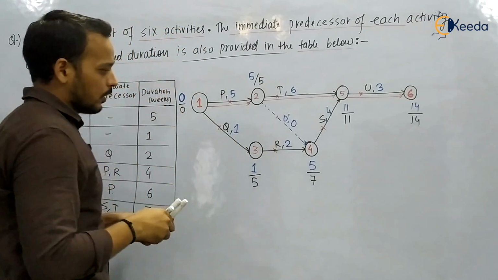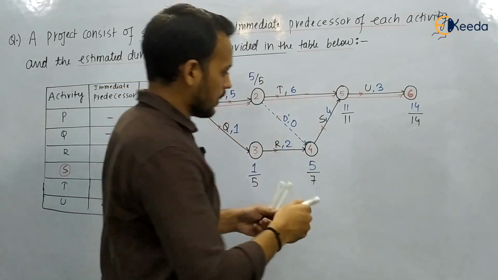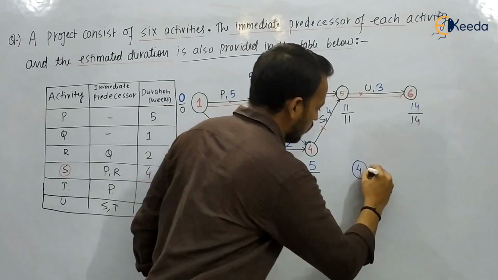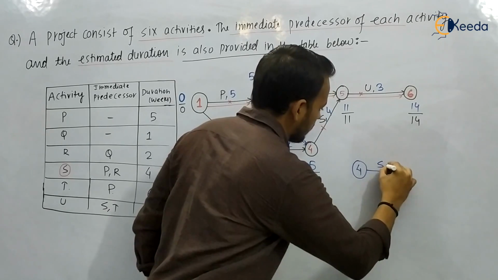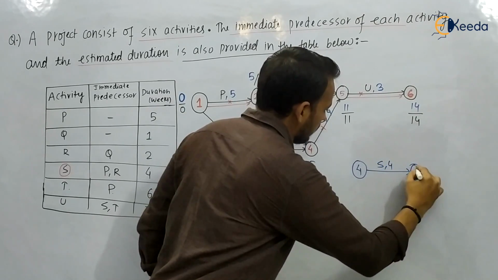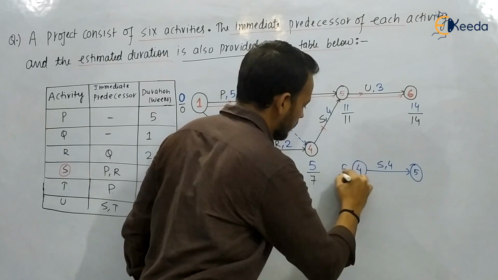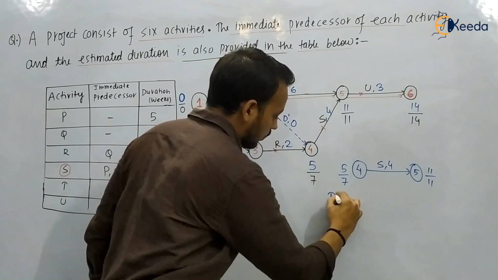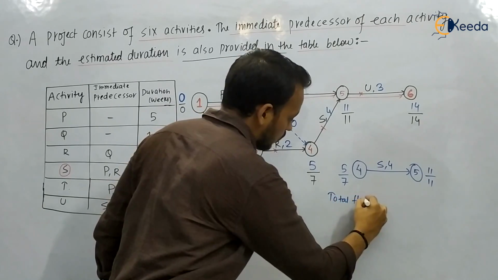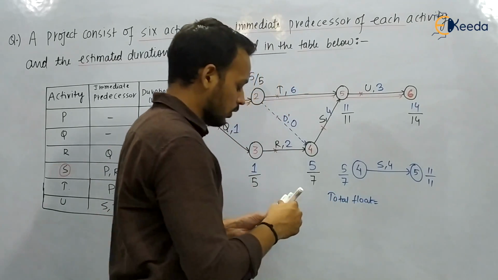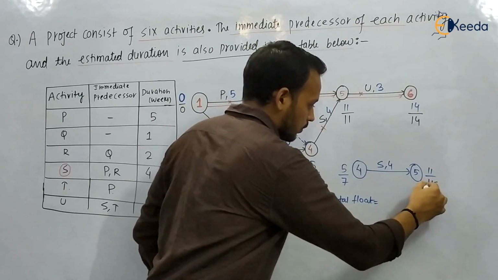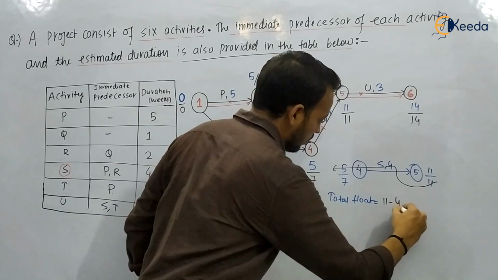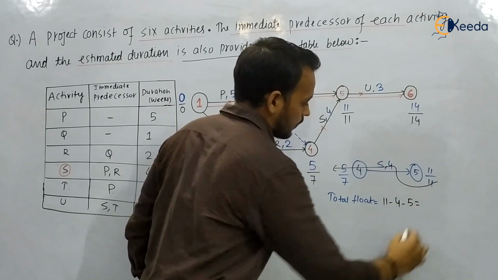Now we are going to take activity S outside. It consists of node 4, this S, and node 5. This is 5 by 7 and this is 11 by 11. So we can find the total float. The total float is going to be the difference: 11 minus 4 minus 5. It is going to be 2 weeks.